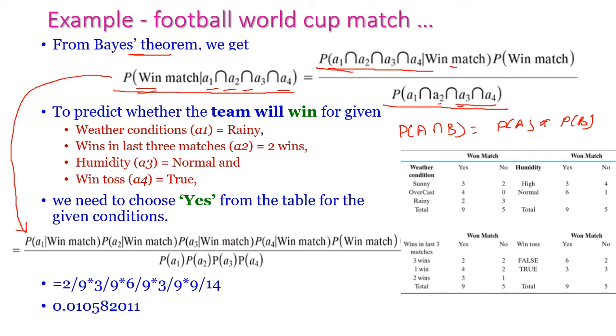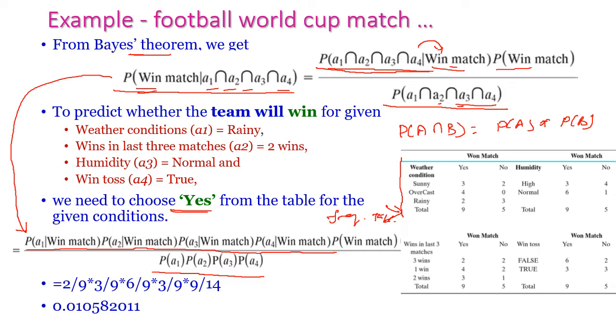So the probability of A1 and A2 and A3 and A4 given win match can be rewritten into this form: the probability of A1 given win match, A2, A3 and A4, and after that the probability of win match, divided by P of A1 into P of A2 into P of A3 into P of A4. Right. And here the values can be taken from the frequency table, which is given here for all the given attributes.